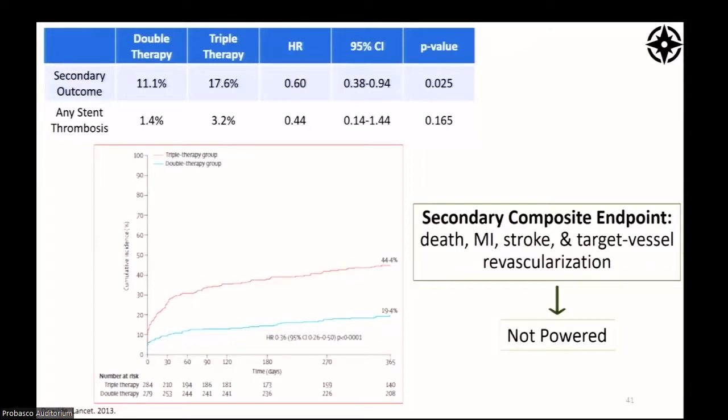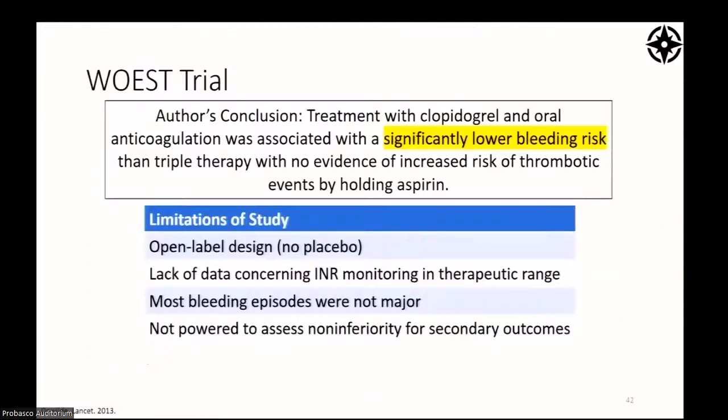So overall, you cannot make the statement that there is no increased risk of thrombotic events because this is a superiority study. And so we cannot be interpreting this as non-inferiority is the bottom line. And so the authors' conclusion of this study was treatment with clopidogrel and oral anticoagulation was associated with a significantly lower bleeding risk than triple therapy, with no evidence of increased risk of thrombotic events by holding aspirin. And I've already kind of noted some of the major limitations of this study.